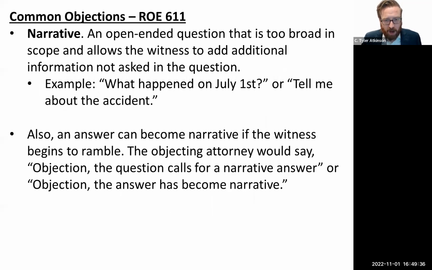All right, we'll get through some common objections. Rule of evidence 6-11, what I just talked about. First is narrative, an open-ended question that is too broad in scope and allows the witness to add additional information that's not asked in the question. What happened on July 1st? Well, around the world, lots of things happen. Let me tell you about something that happened in India. So it's just very, very broad.